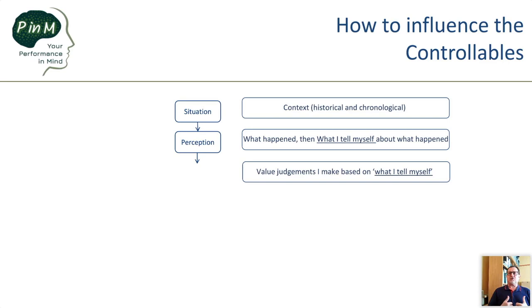So if you take the first part of, let's show the slide, situation and perception, it's deceptive. When we unpack perception a bit more, the critical element is the what I tell myself about what happened, and based on that, the conclusions or the judgments I make going forwards. That phrase, what I tell myself, is illustrative of my self-talk. How I can influence it is where we're going next.